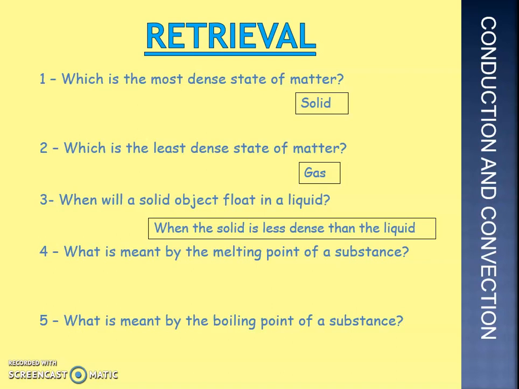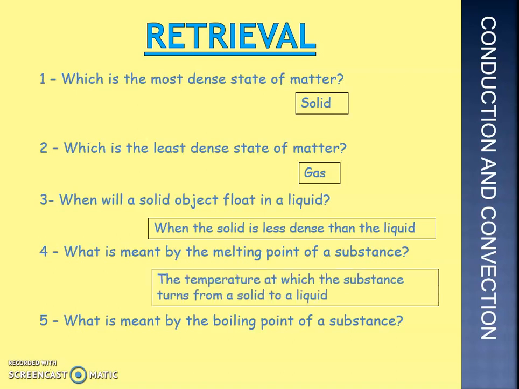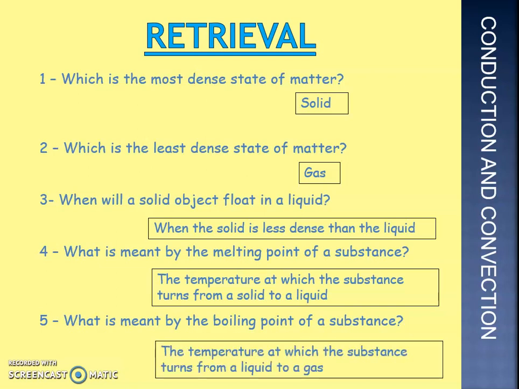What's meant by the melting point of a substance? That's the temperature at which the substance goes from a solid to a liquid. And what's the boiling point? The boiling point is the temperature at which the substance turns from a liquid to a gas.